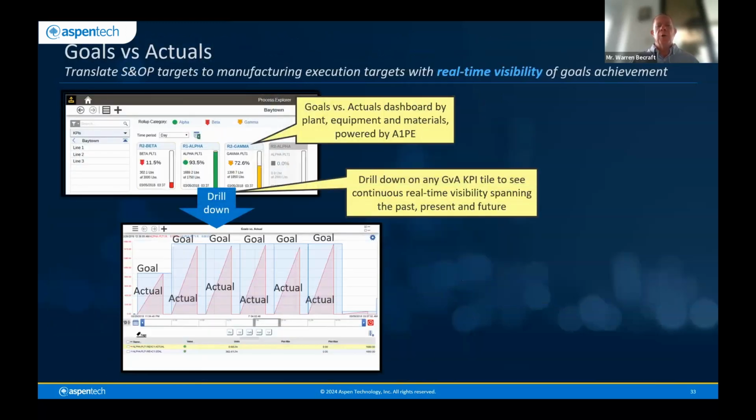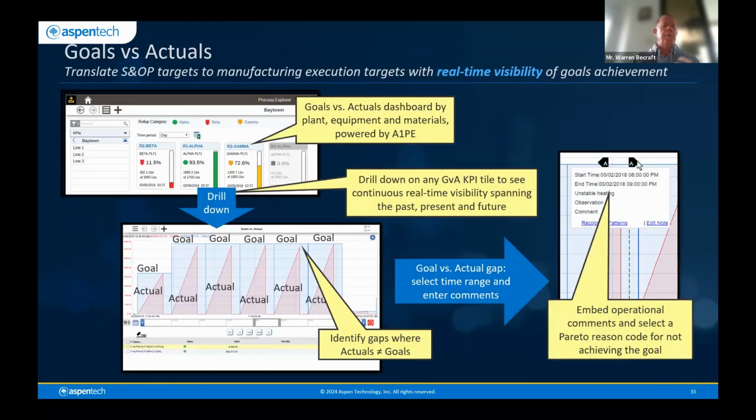We can also track goals versus actuals. So we publish out the goals from the scheduling. What is the weekly goal? What is the monthly goal? And then track it in real time against the actual production with a KPI dashboard, drilling down into trend plots of the actual production against the goal that was published out by the scheduler. If a particular production doesn't meet our goal, operators can go into this tool, enter their comments or reasons why it didn't happen, and then that can go back into your Kaizen process of ever improving.